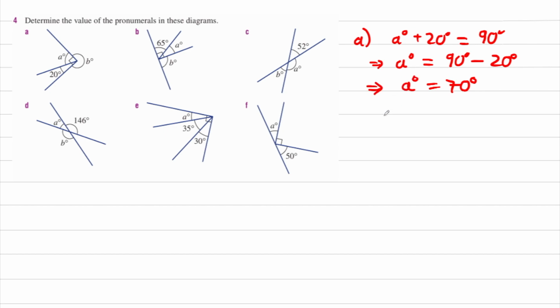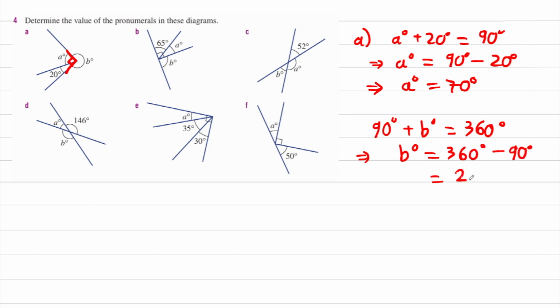And now you want to find B. You can see the angle B here and this angle of 90 degrees. They make a revolution. So 90 degrees plus B becomes 360 degrees. That's why you get B degrees equal to 360 minus 90 degrees. And then 270 degrees will be my final answer for the value of B.